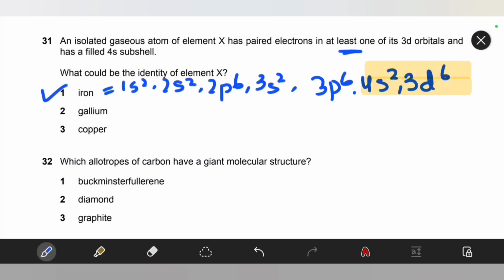Gallium. Now for gallium, the configuration would be, I'm just writing the last part, which is 4s2 and 3d10. Since gallium has 31 electrons, you can use the periodic table to find this out. So according to this, gallium is also the right option.